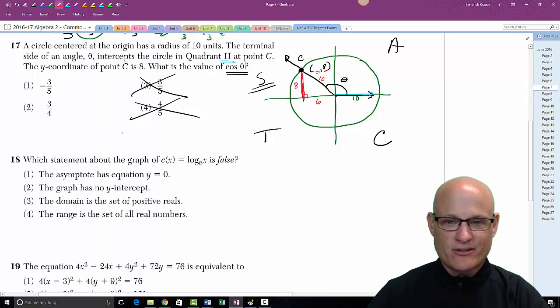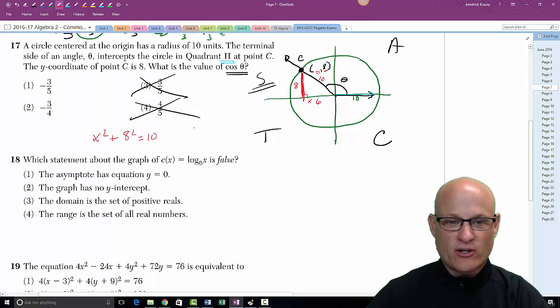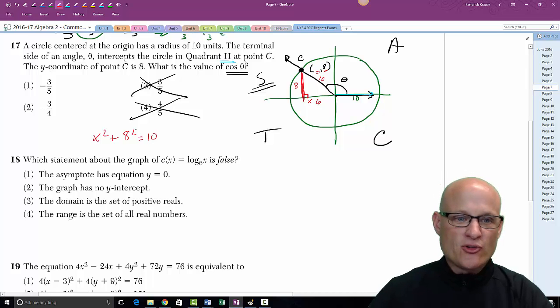Now, some of you are like, what the heck are you talking about? Let's make it x. So we'll do x squared plus 8 squared is equal to 10 squared. I'm just going to use the Pythagorean theorem. All I'm doing is the Pythagorean theorem. It's a right triangle. I can do that. So x squared, let's say I don't know this is 6.